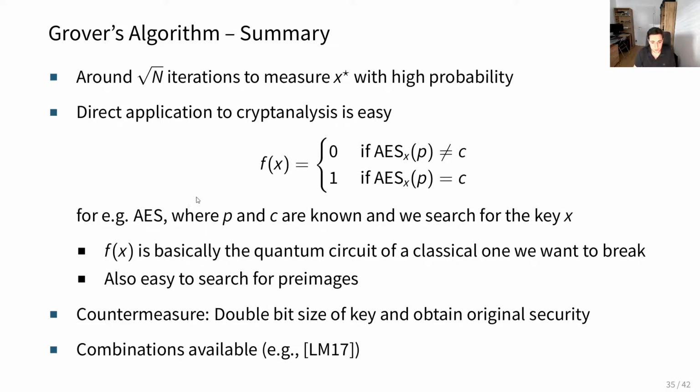Okay, there are also some combinations available with Grover's algorithm. For instance, there's a combination which works nicely with the Simon algorithm, so not the block cipher Simon, but actually a quantum algorithm against the FX construction here. For instance, this is covered in this paper here.